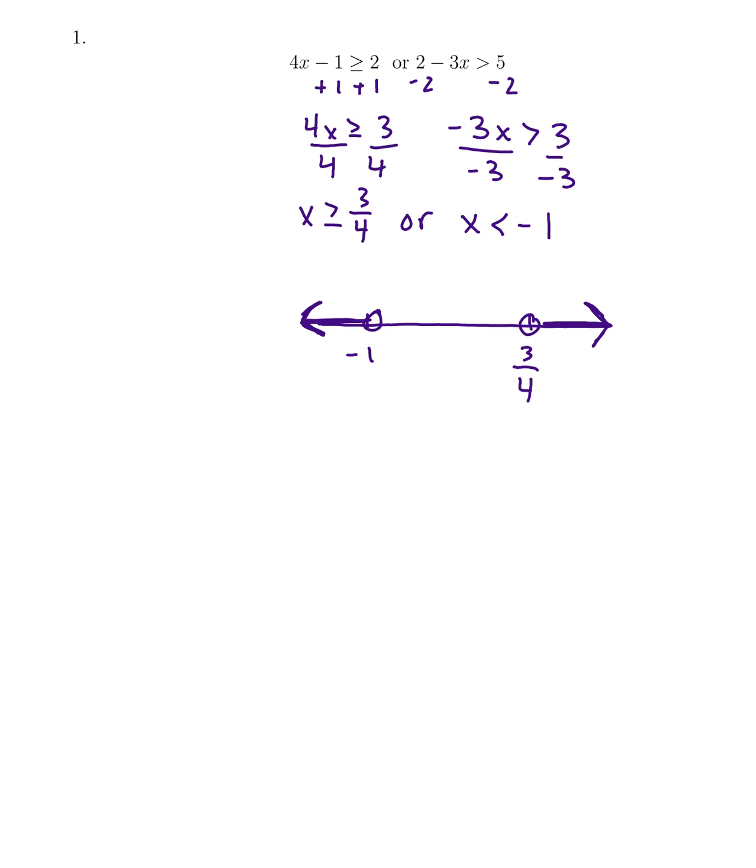In interval notation, we can write this as negative infinity to negative 1 union 3 over 4 to infinity. Remember, here you always use parentheses around infinity or negative infinity, and always parentheses when it's a greater than. So this should be a bracket. Okay, square brackets when it's equal to. And that should be a closed circle.